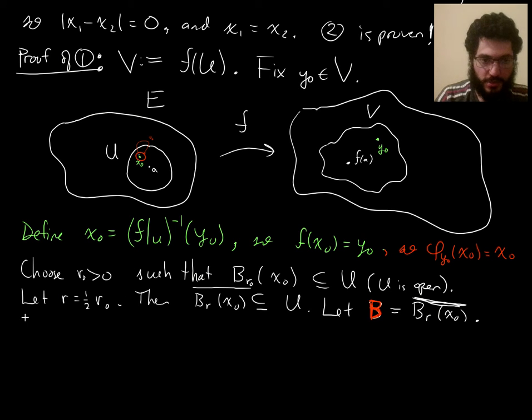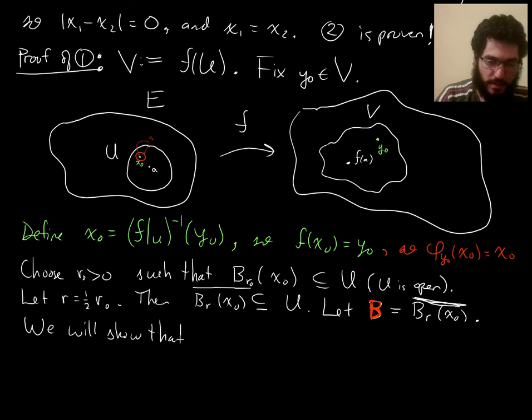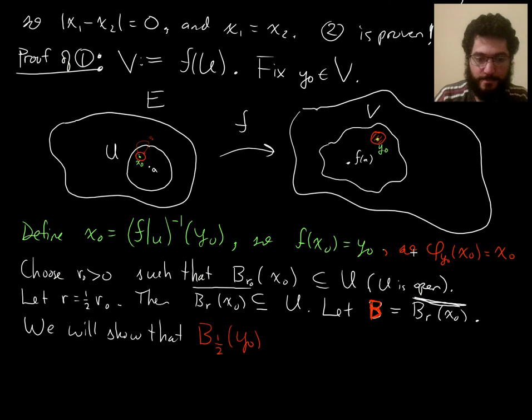Now, here's what we're going to show, and this will achieve the ultimate goal of showing that V is open. We will show that if you take a ball of radius 1/2 centered at y naught, that means over here, take a ball of radius 1/2, then that is fully inside of V.